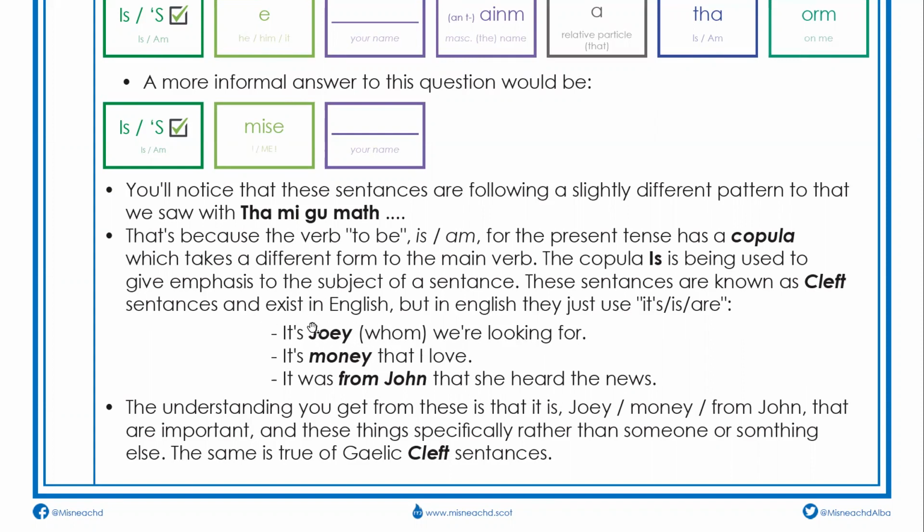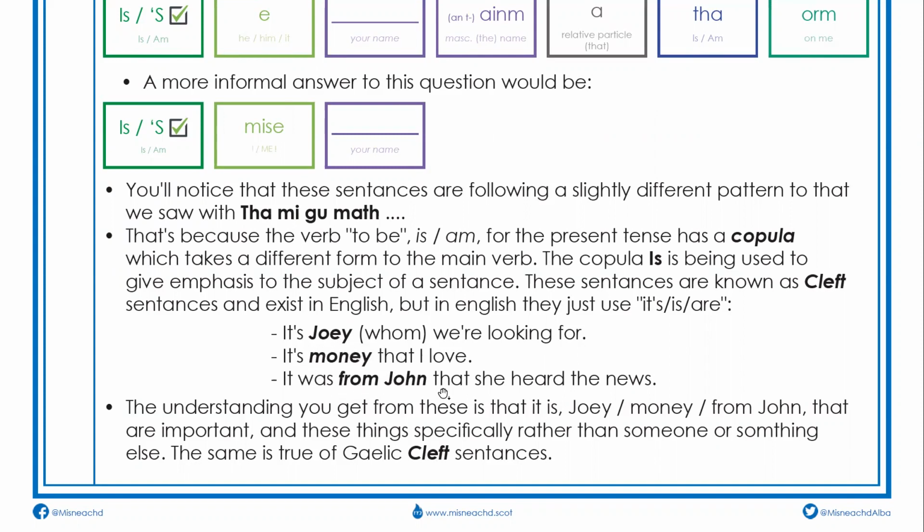We're bringing this name, this noun, to the front of the sentence. So fronting the sentence with the important piece of information. Same here, I love money is just a simple statement. But if you want to emphasize the noun, it's money that I love. You're fronting the sentence with the thing that's most important, the thing you want to emphasize.